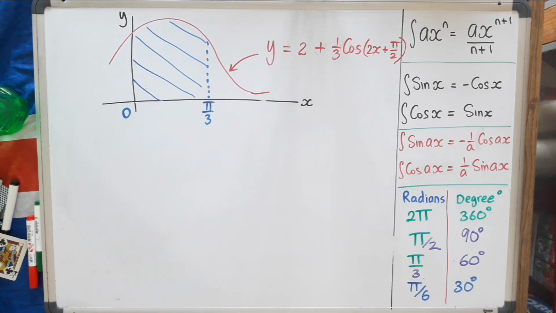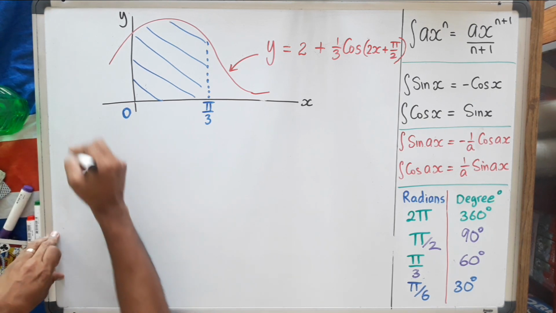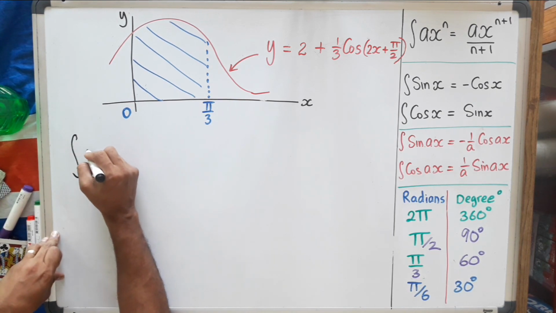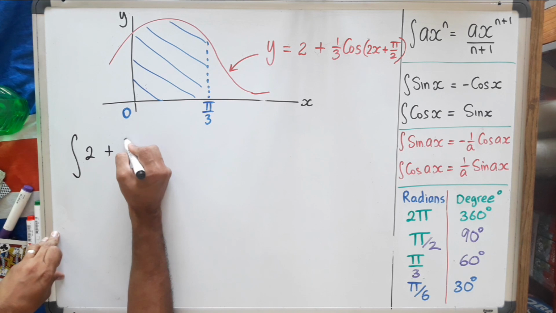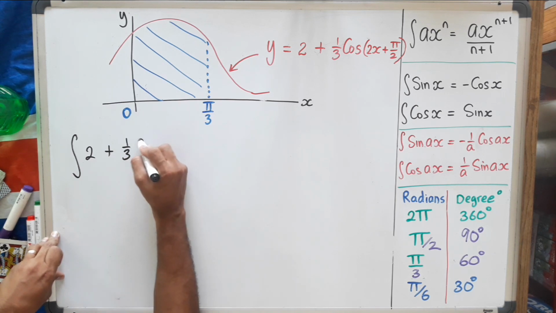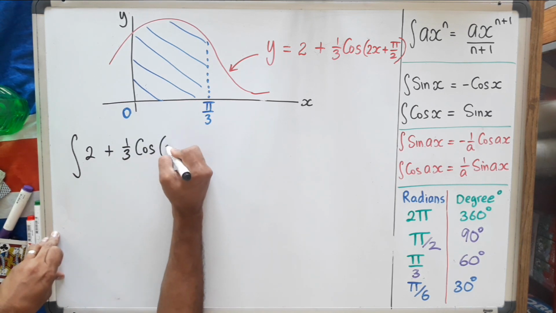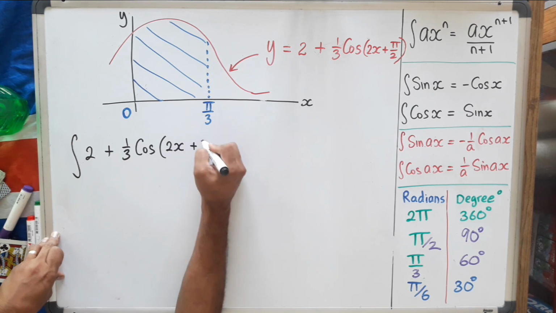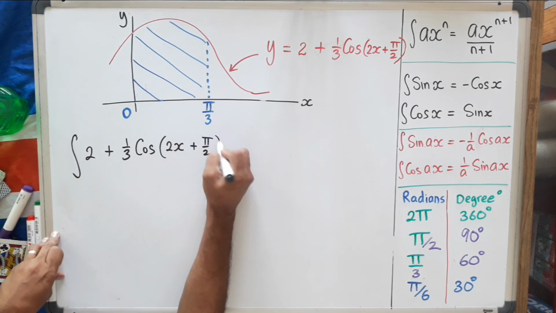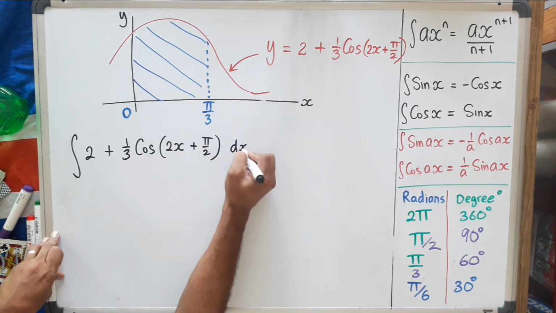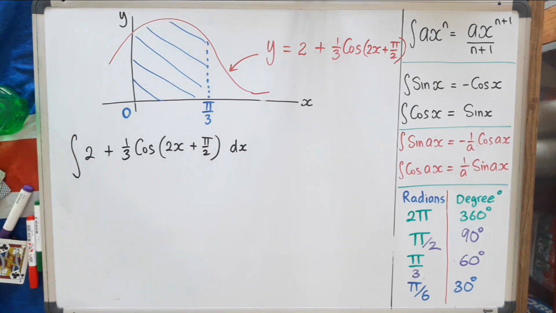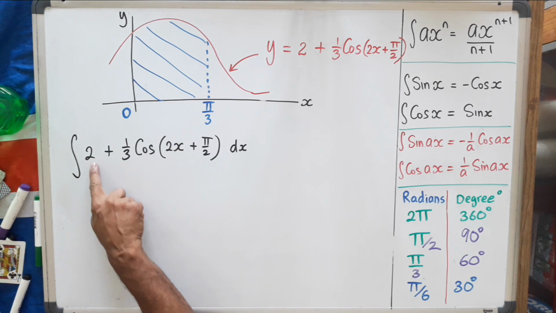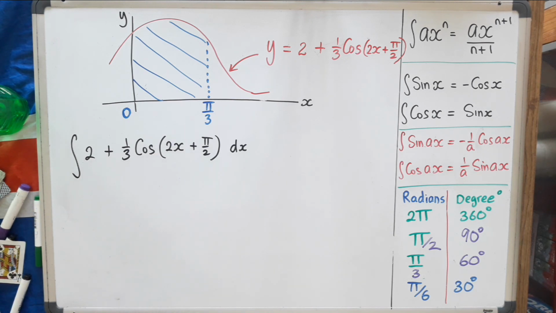So let's integrate. Let's head on to this. Integrate 2 plus 1/3 cosine, open brackets 2x plus pi on 2. And it's dx, and this whole thing is supposed to be in brackets. I'm not going to put it. It's just going to make the question look more complicated than it should be. So let's integrate. This 2 is completely separated from these two guys.